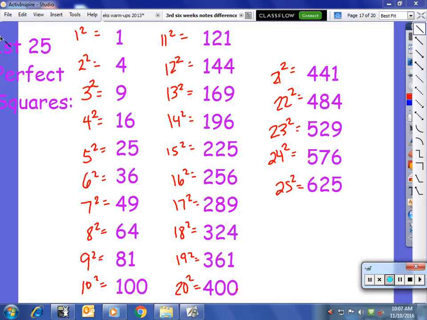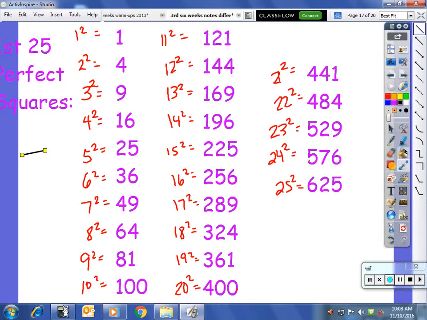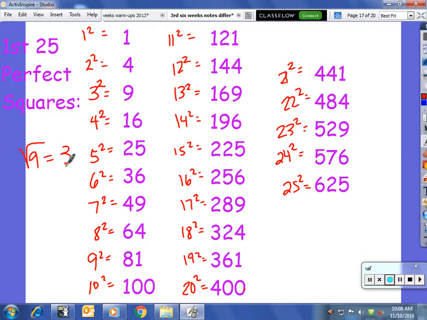You also need to be familiar with the terminology. For example, if I asked you for the square root of 9, what's the square root of 9? 3. The square root of 9 would be 3 because 3 times 3 is how you get a product of 9, the perfect square of 9. Okay, so if I asked you for the square root of 9, you would tell me 3.